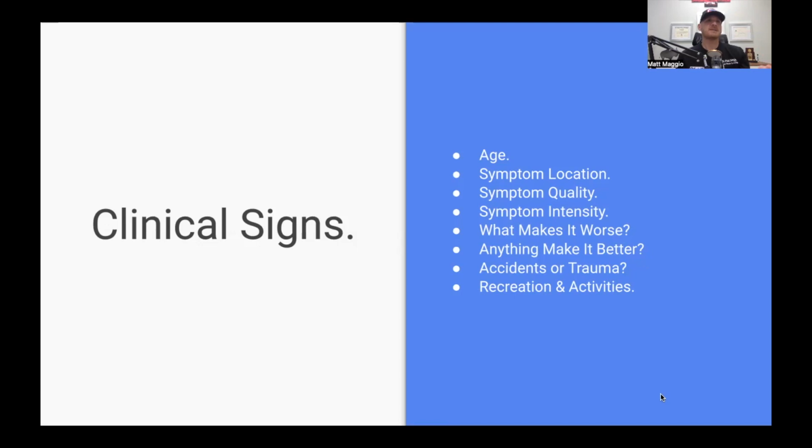Next one is just going to be accidents or trauma. Is there a history of accidents or trauma? Have they had any injuries, playing sports, weightlifting, falling, things like that? We want to know this as well.